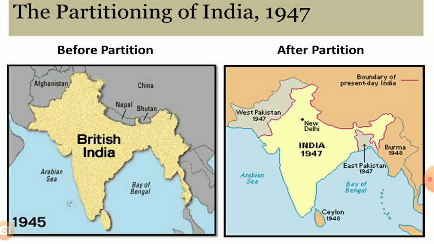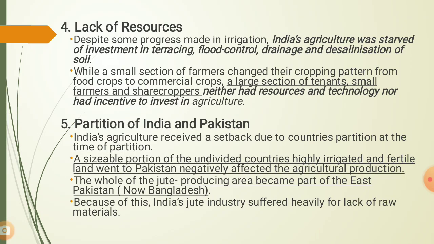Okay, and this East Pakistan region was very fertile for the cultivation of jute. But what happened after partition? After partition in 1947, this East Pakistan region went to Pakistan. Since this was a very fertile land, and very suitable for the growth of jute also, the jute production in India went down because of the partition of India and Pakistan. So because a sizable portion of the undivided country's highly irrigated and fertile land went to Pakistan, it negatively affected the agricultural production. The whole of the jute producing area became part of East Pakistan, which is now Bangladesh.